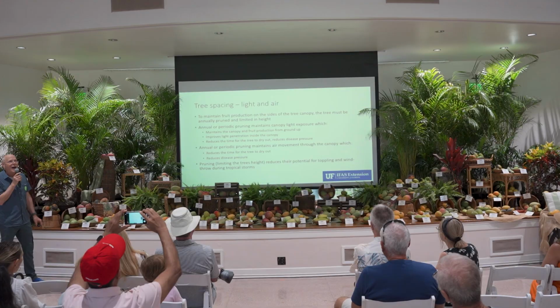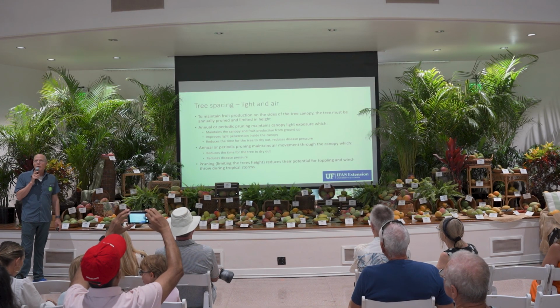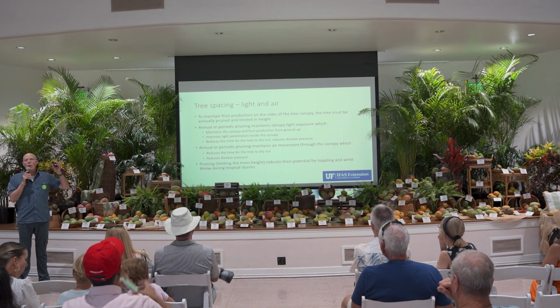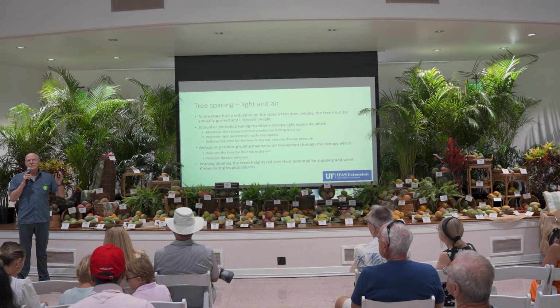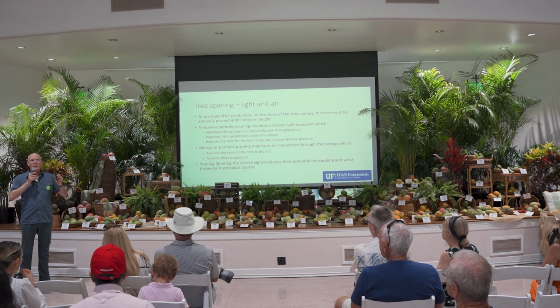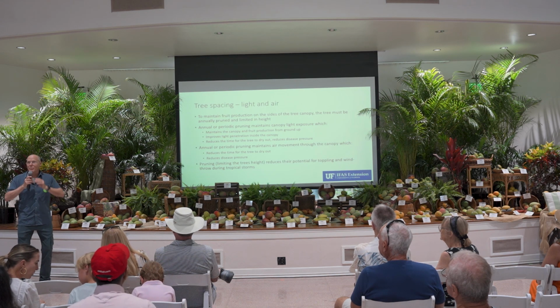So, tree spacing. The idea is to really maintain the fruit production on your tree from the ground up. You don't want the fruit only in the upper branches. So what happens if people don't prune? As the tree gets older, the upper branches shade out the lower part of the canopy, the lower branches, right? So it's like an umbrella.